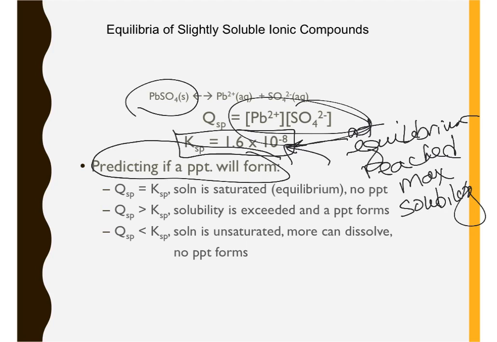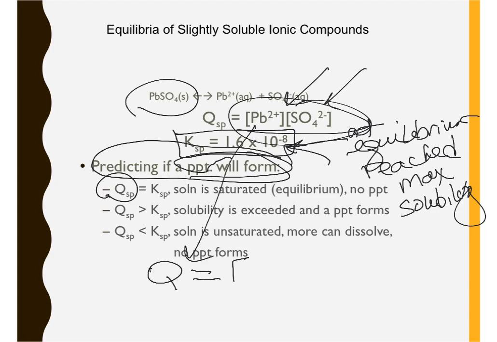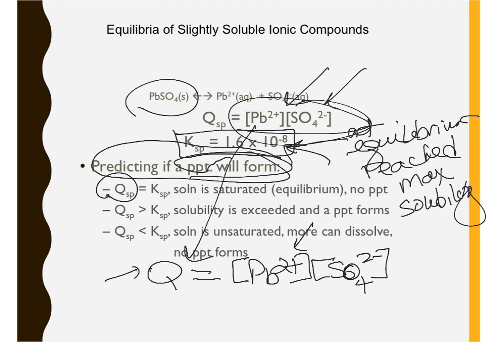So let's say that you're given concentrations of the individual ions and asked, hey, will a precipitate form or will it all dissolve? You're going to have to use Q. Now remember, Q has the same formula as K, but the concentrations used for Q can be concentrations obtained at any point. They do not have to be concentrations at equilibrium. And Q is very useful to see whether or not a system is at equilibrium.